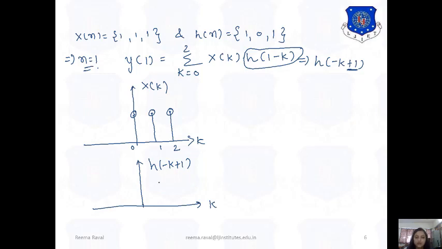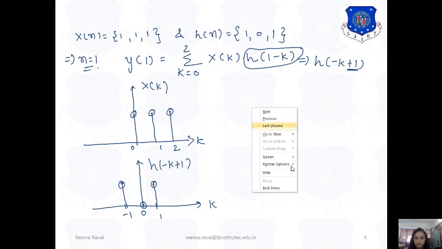So here the 0 value will be at plus 1 and that value is 1. Now at 0 the value will be 0, and now at minus 1 the value will be 1. So as you can see, these are shifted to the right side because of the plus 1. Okay, now we need to multiply the respective values, which will give you the y of 1.